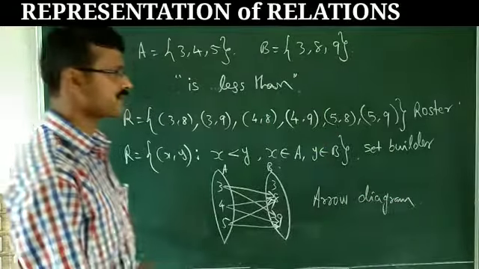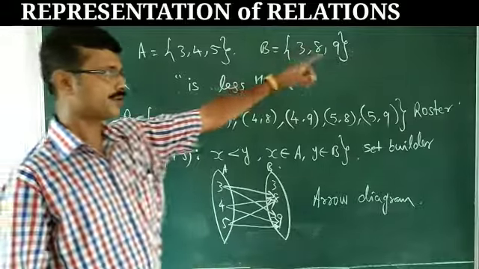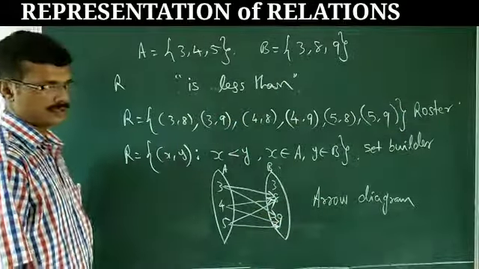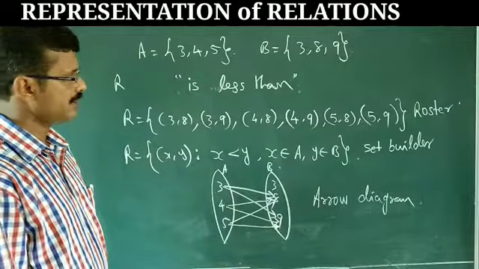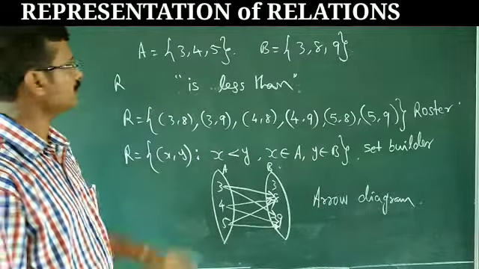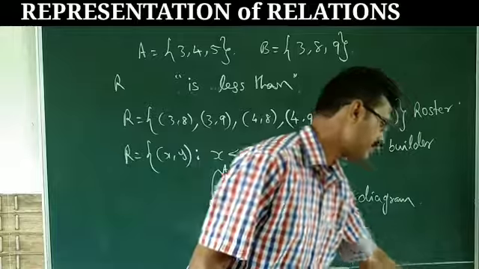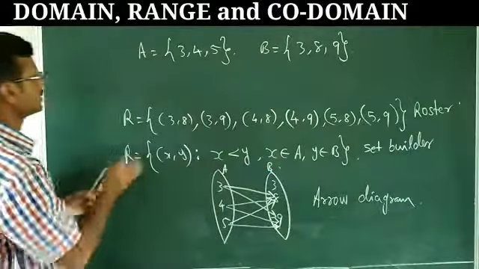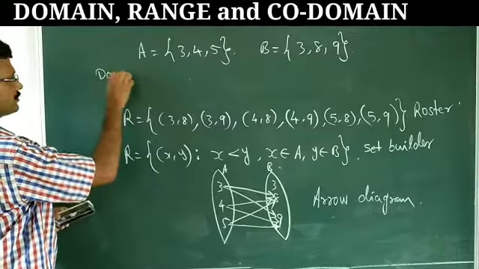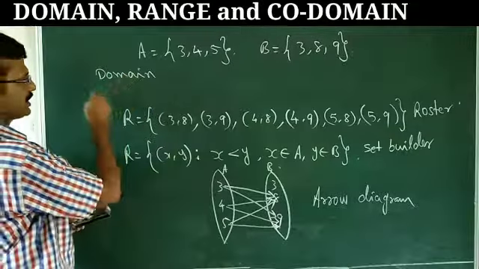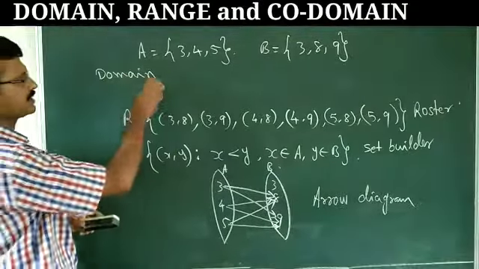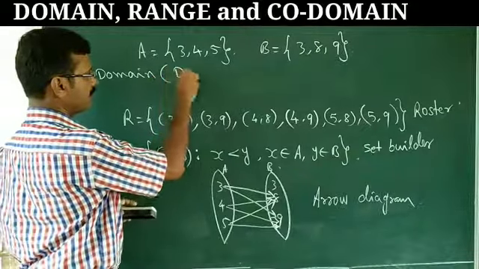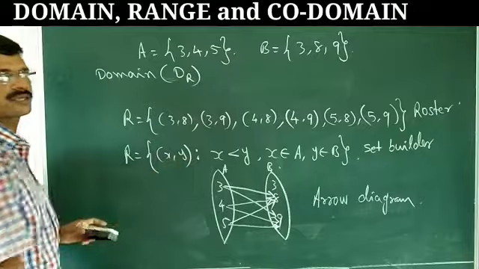So the relation can be represented in 3 forms: roster form, set builder form, and arrow diagram. So you have to know this. Now another thing you have to know is the domain of the relation. What is the domain of a relation? We can write it like this: D suffix R, the domain of the relation R.